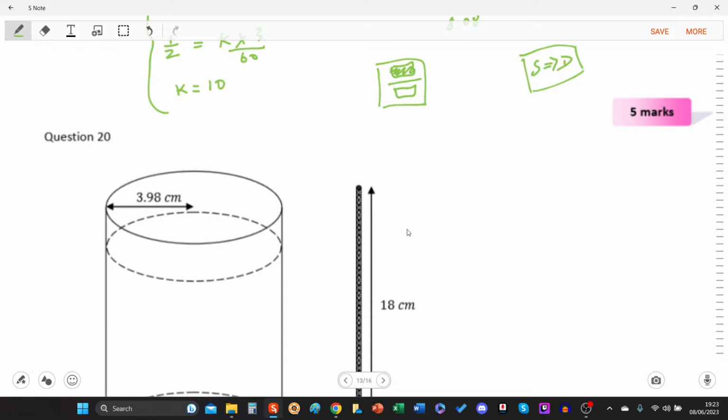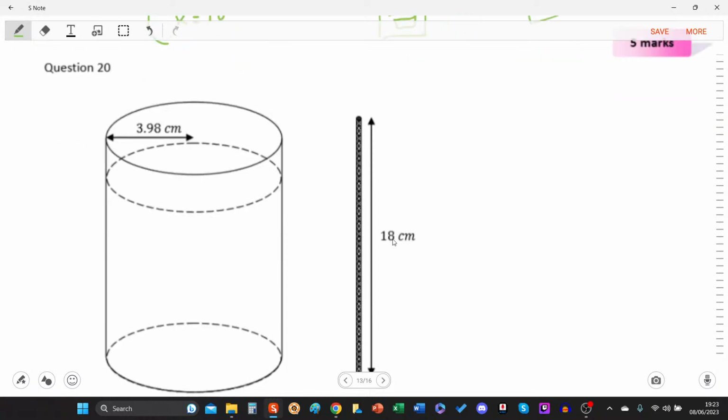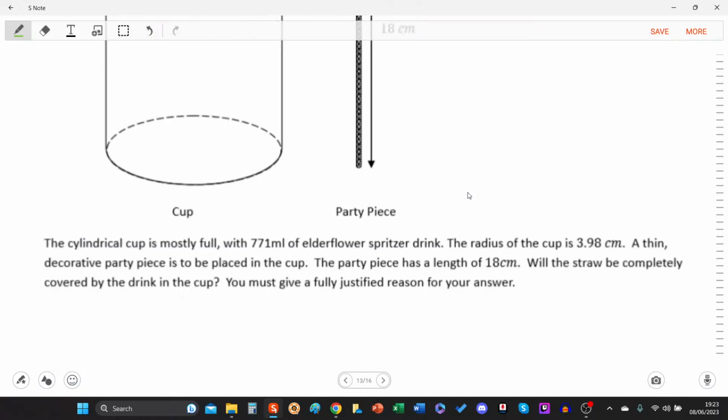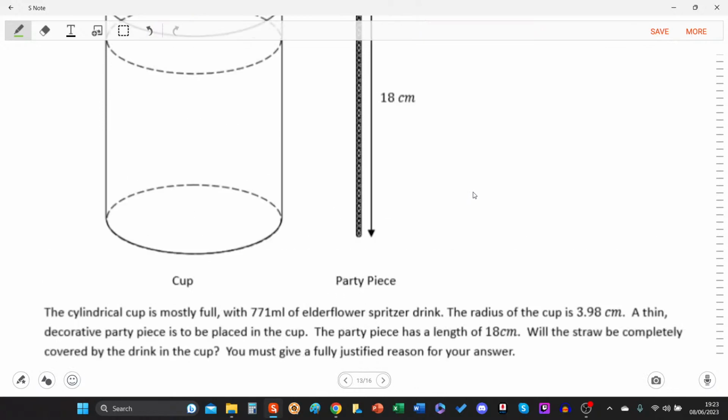And it's 18 centimeters. And this cup has a radius of 3.98 centimeters. Bear that in mind. No one's here live, so I can just let you read that. Pause the video at this point.